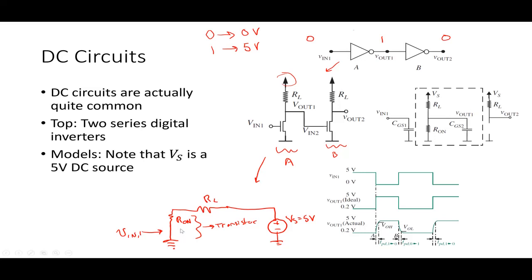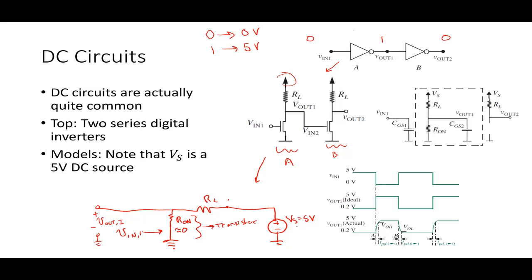So if R on is really small, close to 0, I've got a voltage divider formed by Vs, RL, and R on. The voltage across R on is going to be really, really small, close to 0. Okay, so this voltage here is what's called in that circuit V out 1. Okay, V out 1.